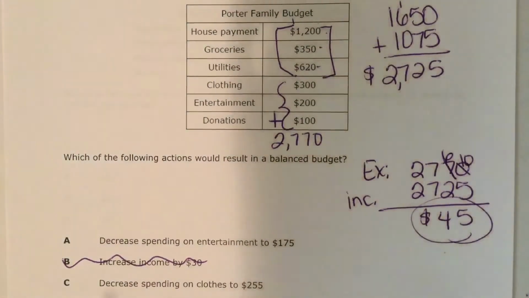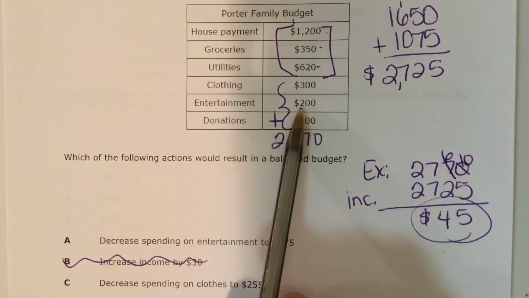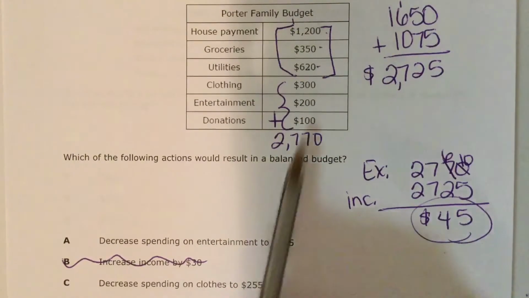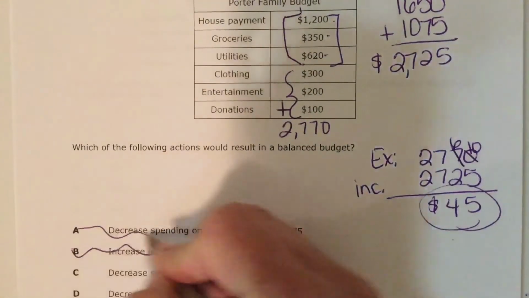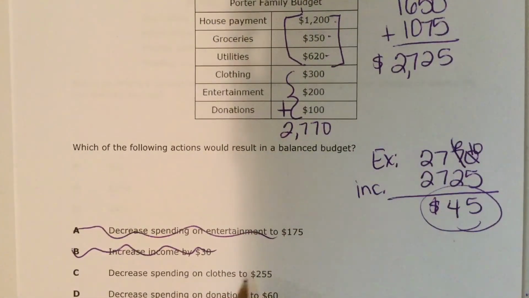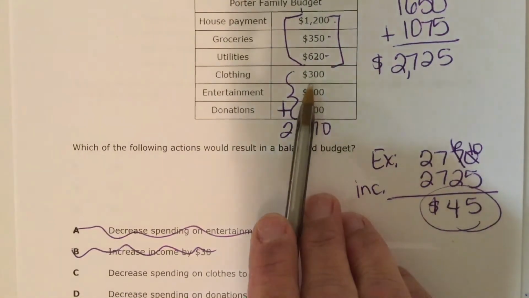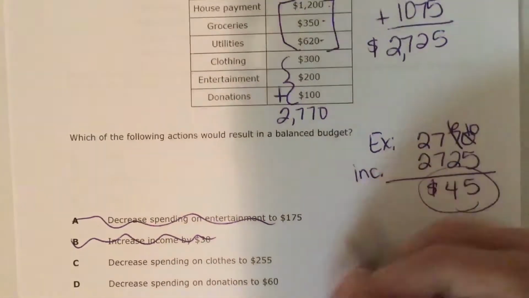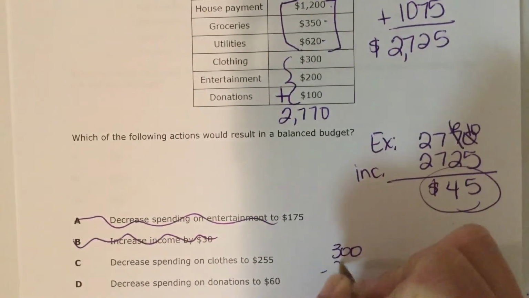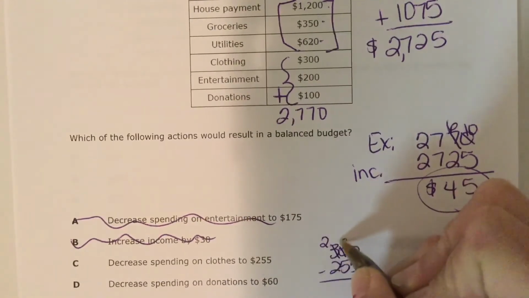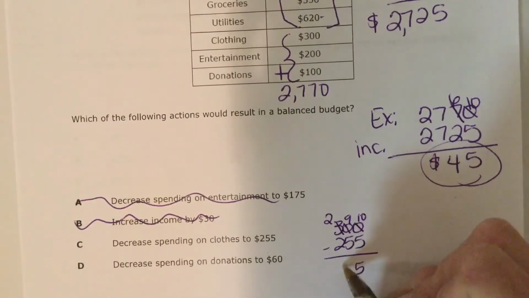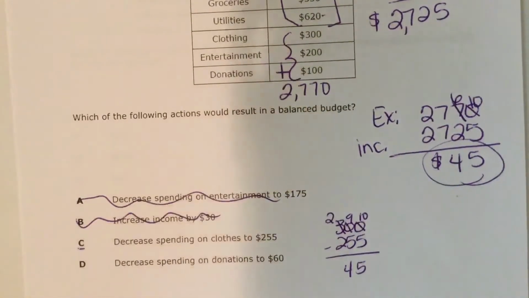All right, so if we decrease the spending on entertainment to $175 from $200, that's only a $25 difference. That's not going to cover the $45. So that's not it. If we decrease the spending on clothes to $255 from $300, well, $300 minus $255, that's a $45 difference. 10 minus 5 is 5. 9 minus 5 is 4. So this is a possibility.